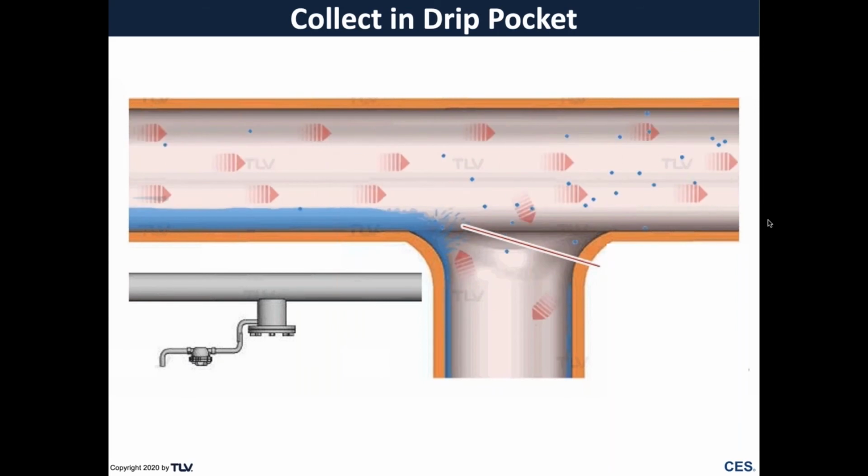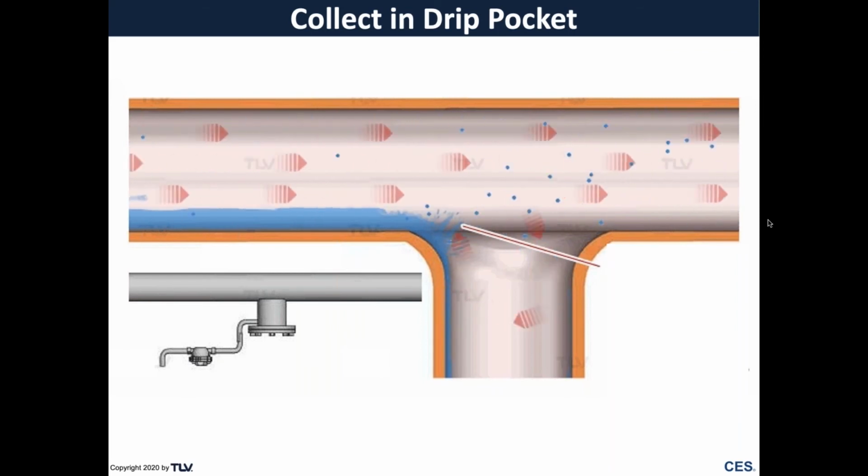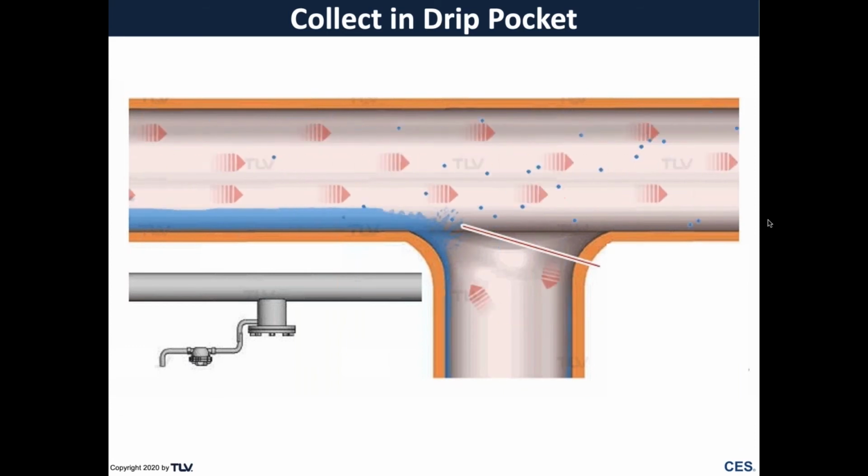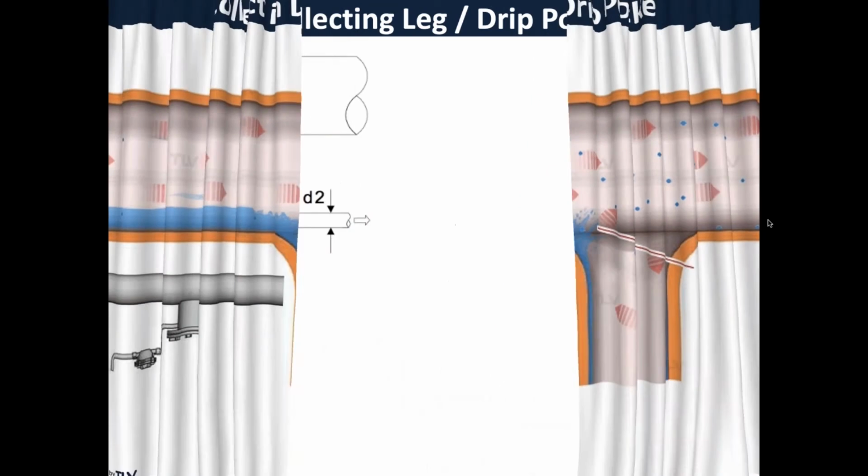because this is what the inside of the system looks like. You've got the condensate flowing down, and we need a place for the condensate to fall out. It's already been disentrained from the steam. We need a place to collect it and drain it.